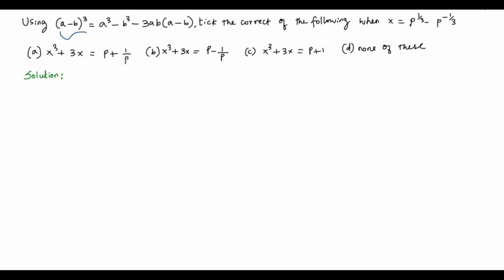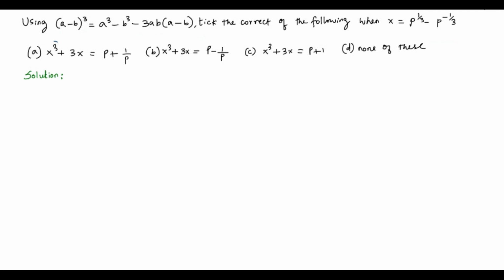Okay, we have to use the identity, the expansion of (a minus b) whole cube, and the other information, that is x is equal to p to the power of 1 by 3 minus p to the power of minus 1 by 3. We have to choose the correct one among the given options.